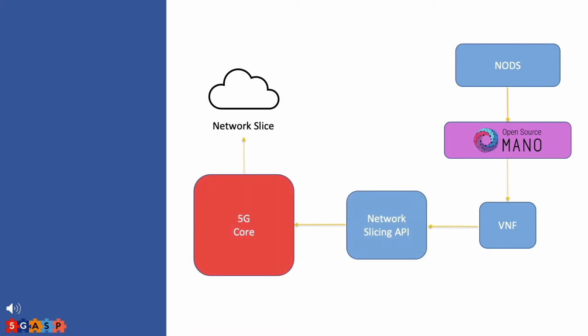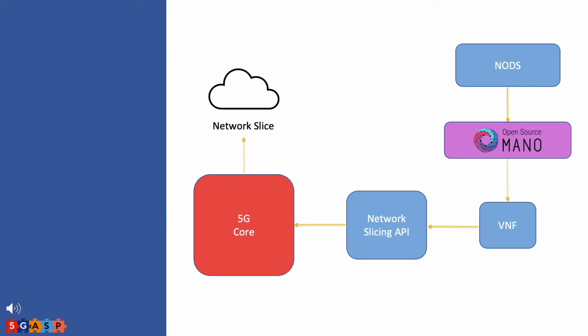Here we have a basic diagram explaining the workflow to create a network slice. As you can see, nodes will interact with the OSM to instantiate a VNF. This VNF will interact with the network slicing API and is able to perform actions to request a network slice, execute an action over the network slice, which in the example that will be soon demonstrated will be updating the downlink and uplink values, and finally tear down the network slice.